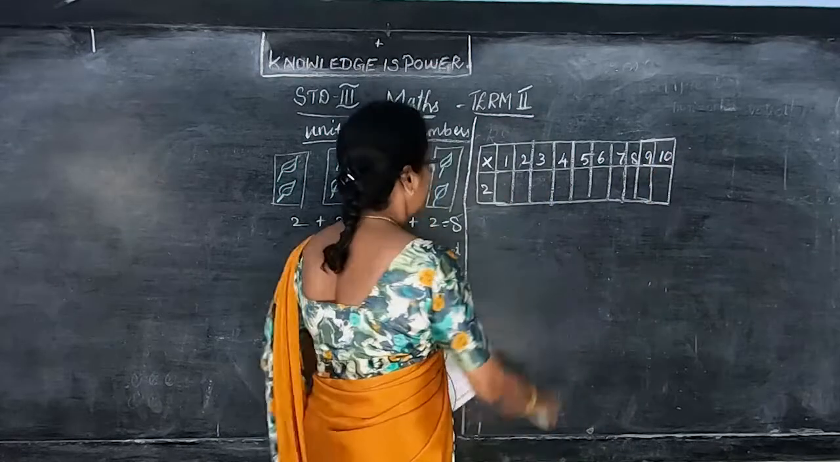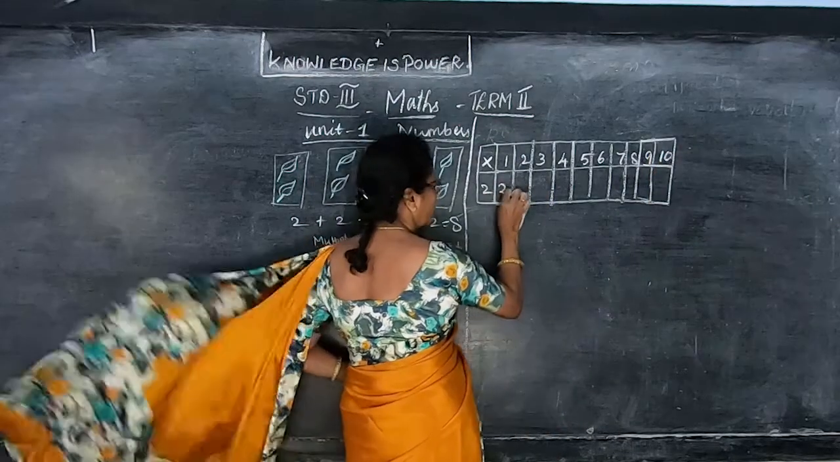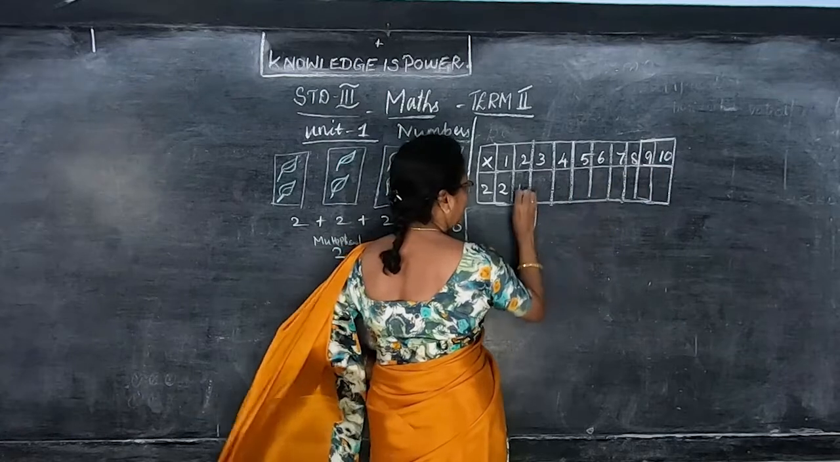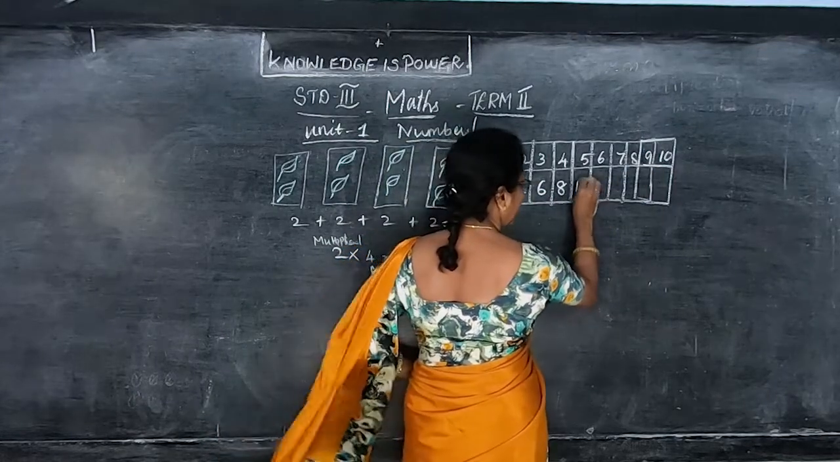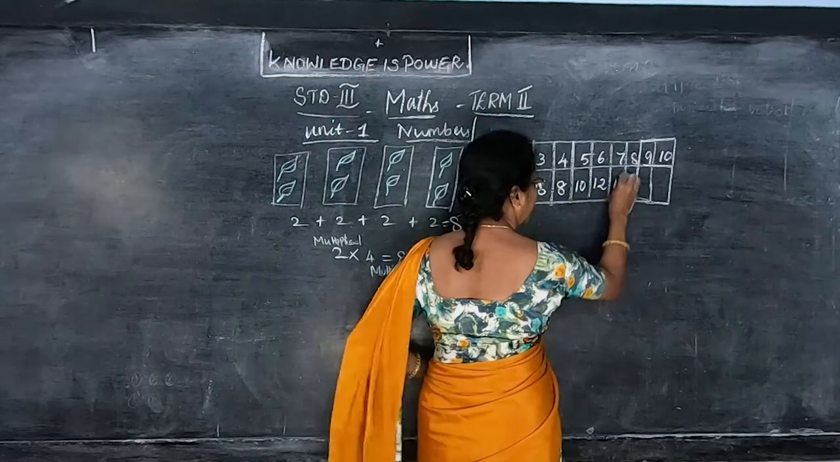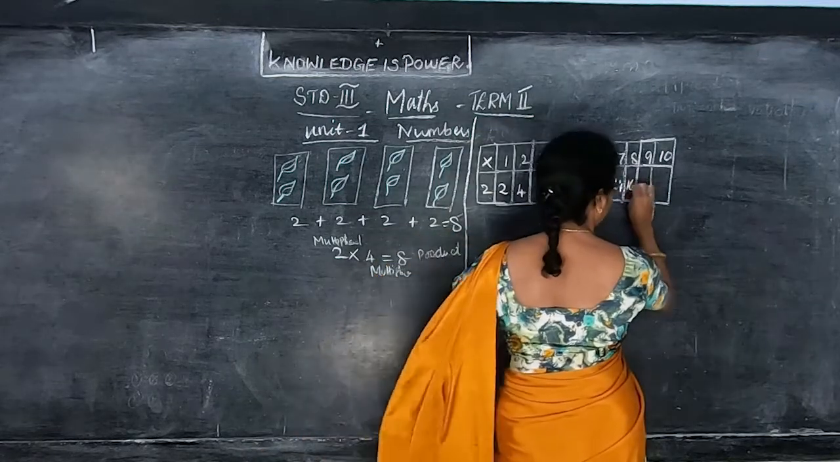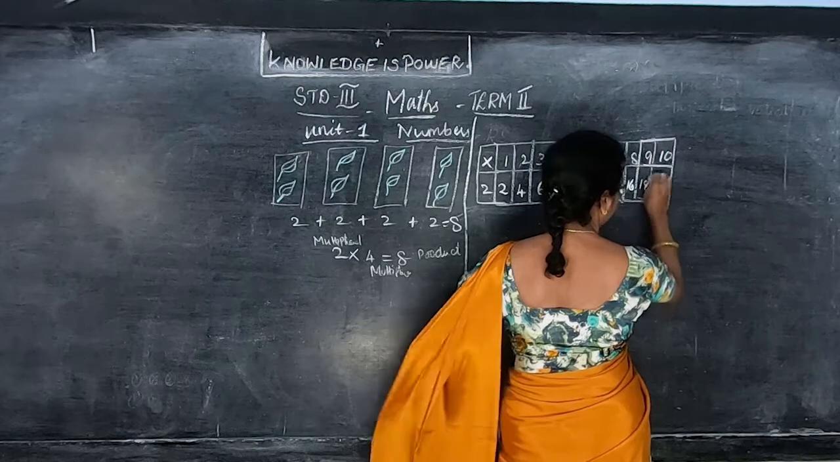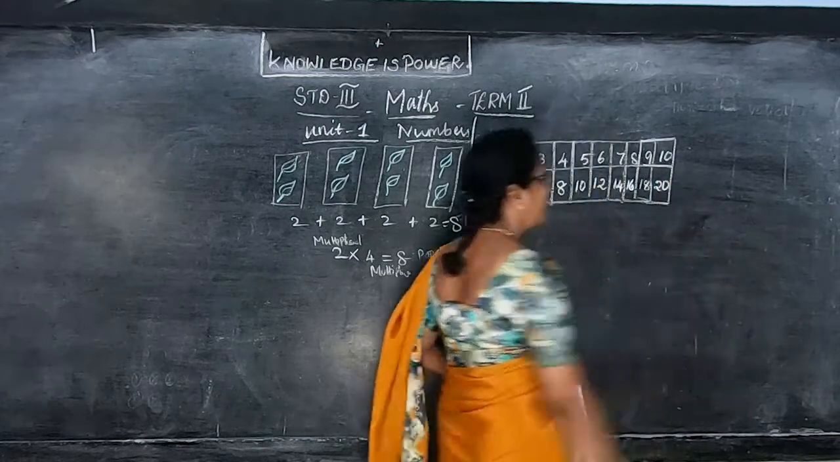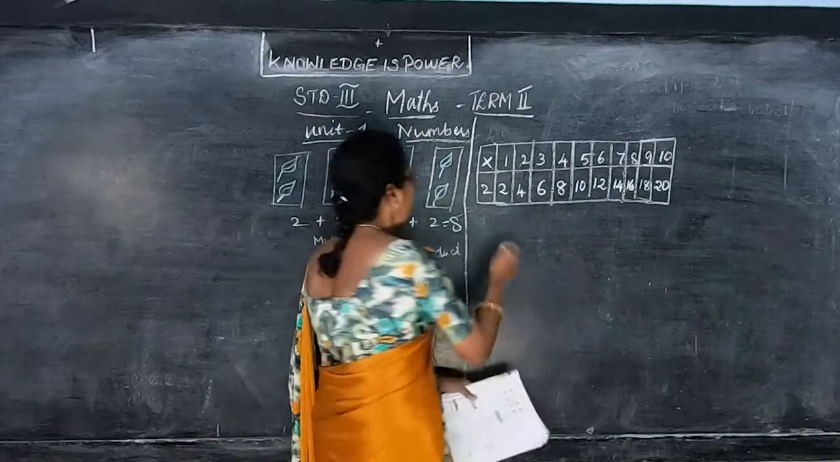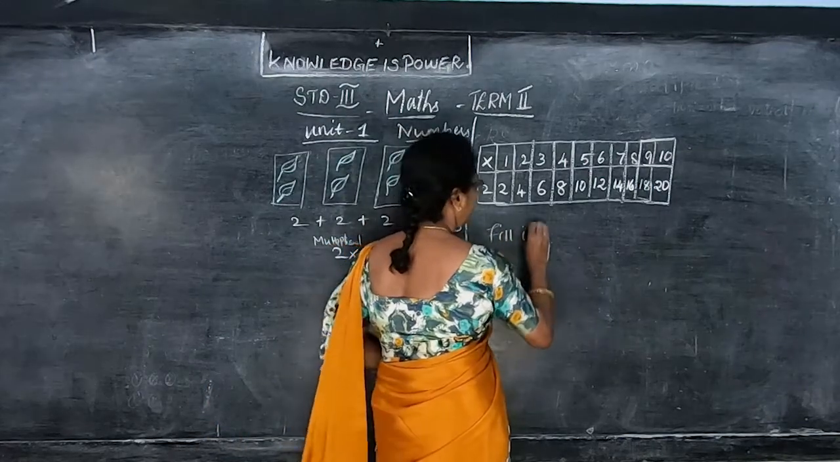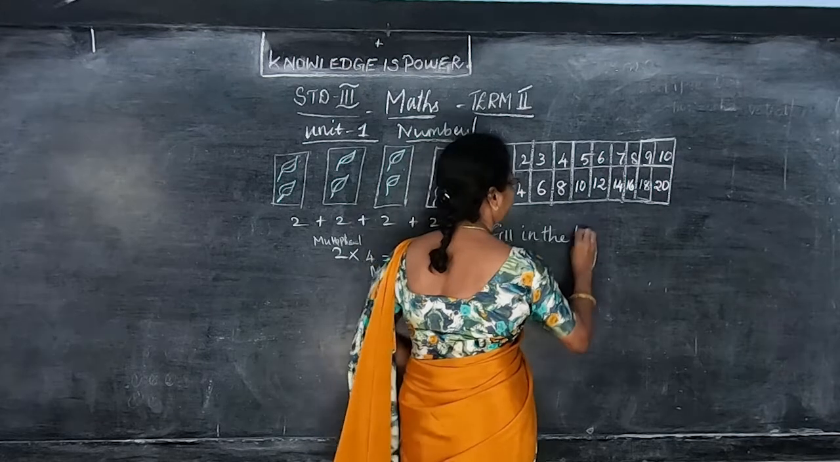So in this you have to write 2 1s are 2. Okay, 2 tables you are going to write down. 2 2s are 4, 2 3s are 6, 2 4s are 8, 2 5s are 10, 2 6s are 12, 2 7s are 14, 2 8s are 16, 2 9s are 18, 2 10s are 20. You have to complete the table like this. Next, fill in the boxes. They will be giving the fill in the boxes.